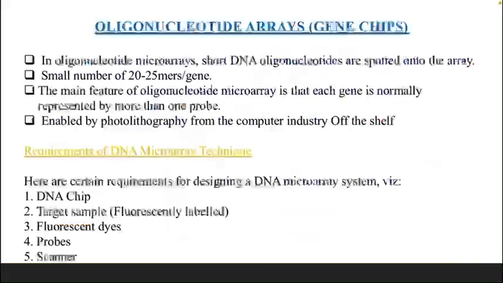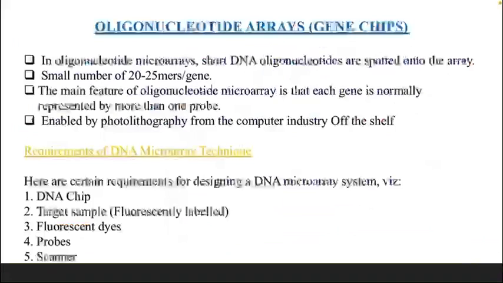Coming to the oligonucleotide array. In oligonucleotide array, we are using short DNA oligonucleotides which are spotted on the array. That means the number varies from 20 to 25 mers per gene. So the main feature of this oligonucleotide microarray is the gene is normally represented by more than one probe, and these are enabled by photolithography from the computer industry off the shelf.